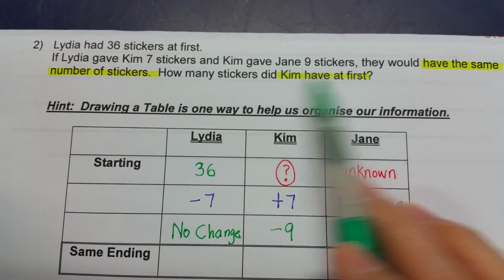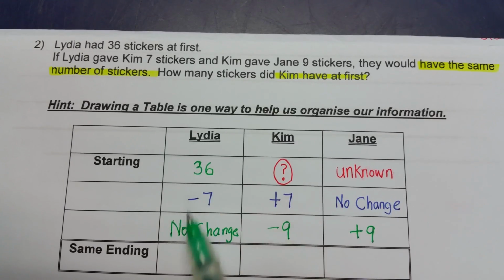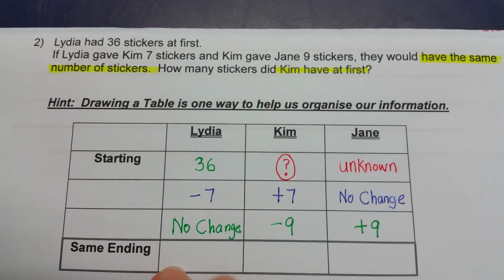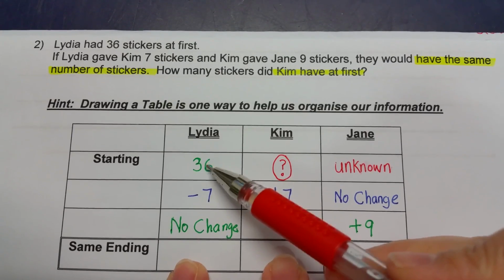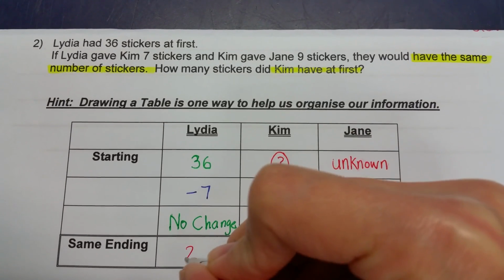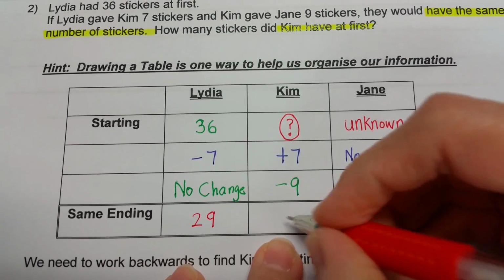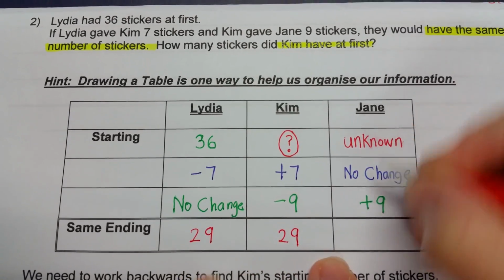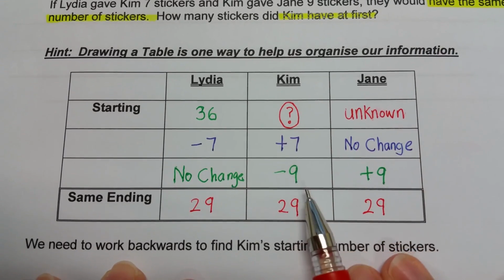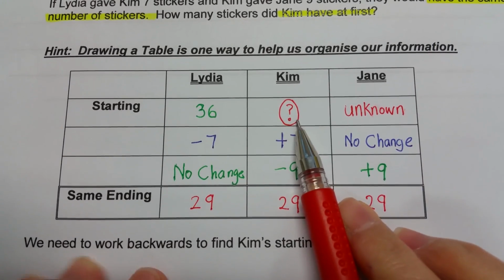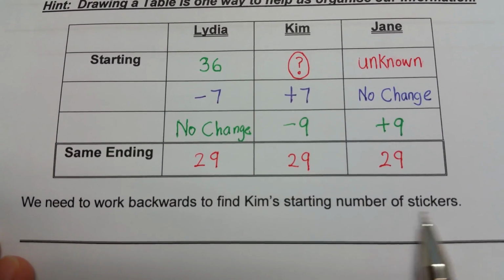Now finally, we are told in the question that they would have the same number of stickers. So how do we understand this? Is that all 3 persons here, their ending must be the same. And if I use 36 minus 7, I will have 29. And since all 3 have the same, it must also mean that Kim ended off with 29 and Jane ended off with 29. So now, if I look at Kim's column, I have many numbers there, but only one question mark. And this allows me to work backwards to find Kim's starting number of stickers.